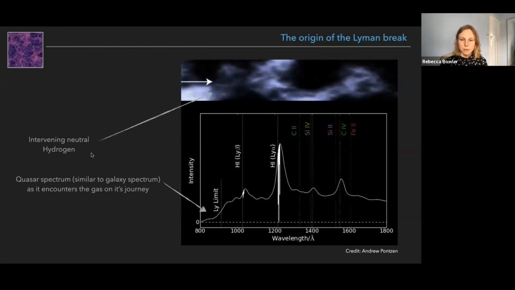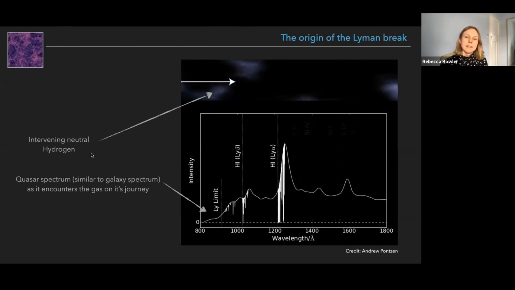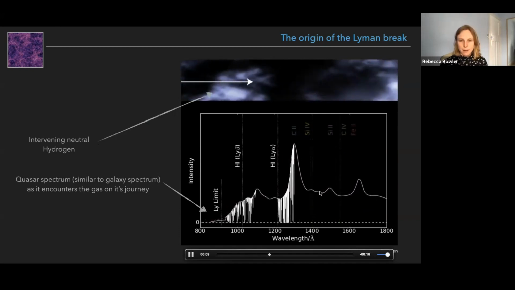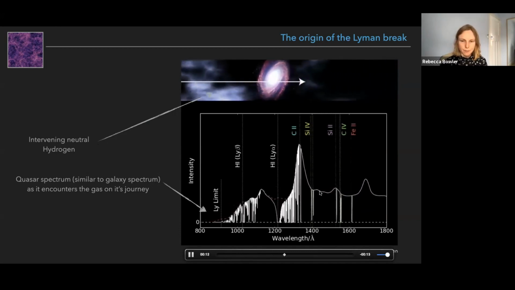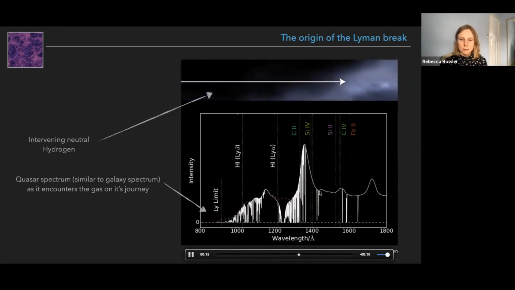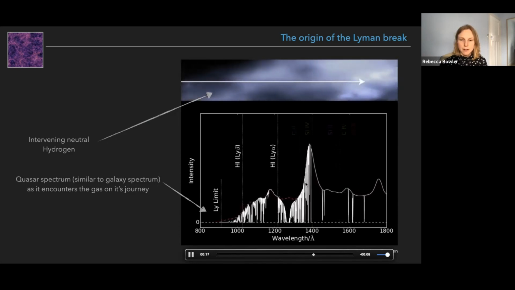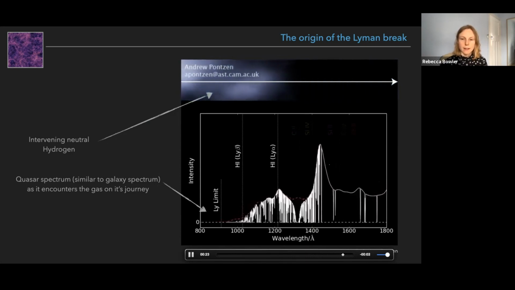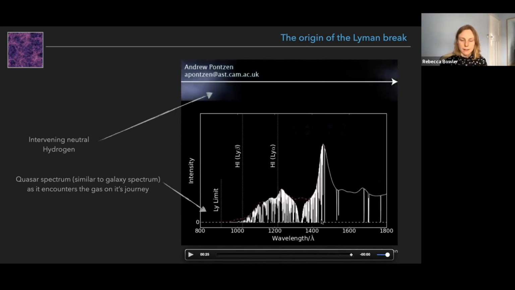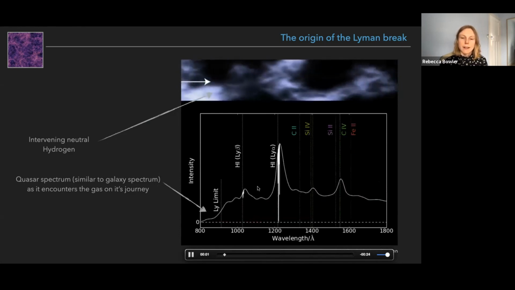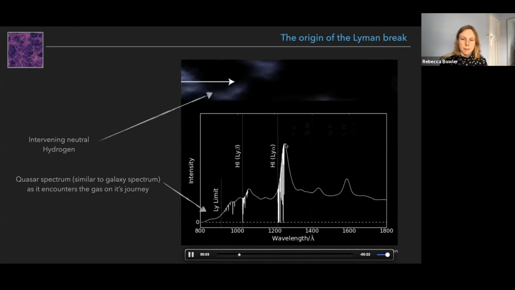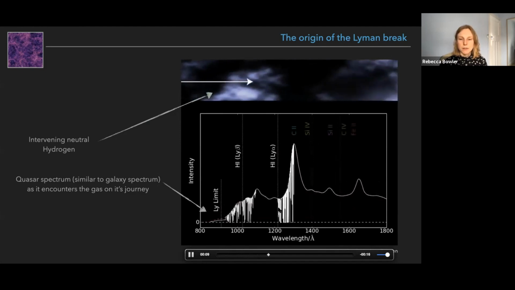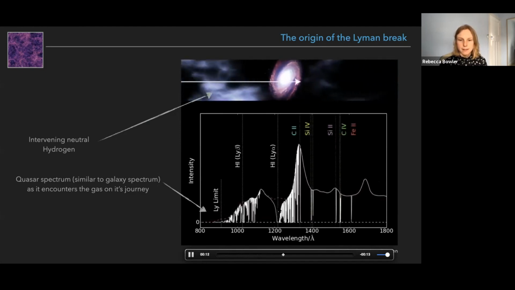So this is a really nice movie from Andrew Pontzen which shows this in action. You can see along the top the intervening neutral gas, and on the bottom is a spectrum of a quasar actually, but it's very similar to a high redshift galaxy. I'll play this one again as well. What you can see is as the light goes through the different gas clouds, it's absorbed at that wavelength, and that causes this kind of deficit in the spectrum. So this is a Lyman alpha line. This is where the Lyman-break is going to be. And you can see all this absorption starts to appear in the spectrum. This is just due to the light passing through this gas on its journey to us.